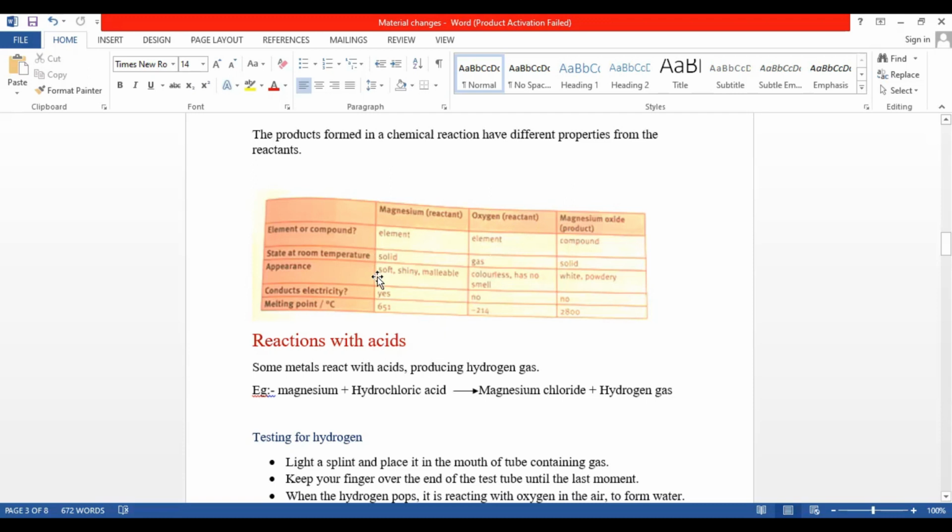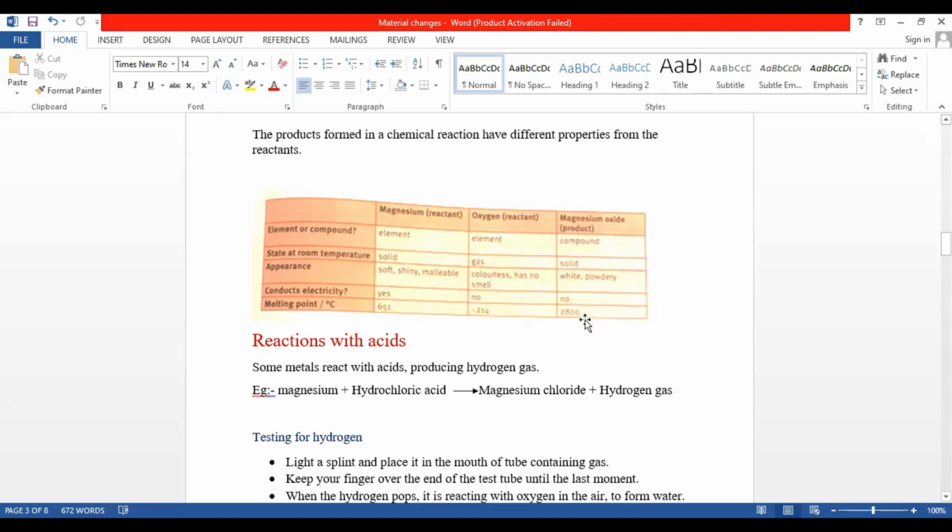Magnesium is soft, shiny, and it is malleable. Malleable means we can make sheets without breaking by using magnesium. And oxygen is a colorless gas and it has no smell. But the white powder produced here is white and powdery. And magnesium can conduct electricity, oxygen cannot, and magnesium oxide also cannot. The melting point of magnesium is 651. Oxygen's melting point is very low because it's a gas, minus 214, and the melting point of magnesium oxide is very high.